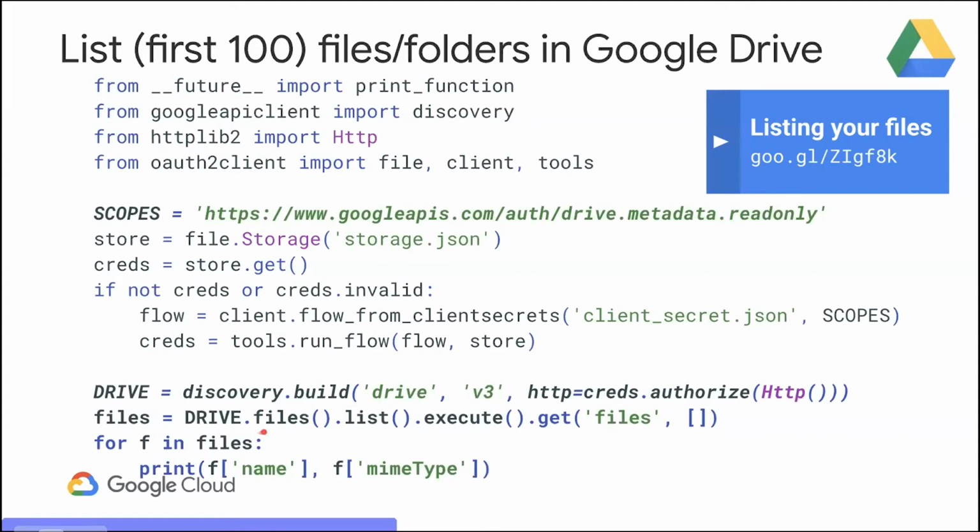You will execute the list command that's part of the files collection as part of the Drive API. You'll execute it, and then you'll get the list of files. And then for every file, you're going to print out the file name and its MIME type. Pretty basic. There's a video on this one, just to give you a rough idea of how our APIs work.